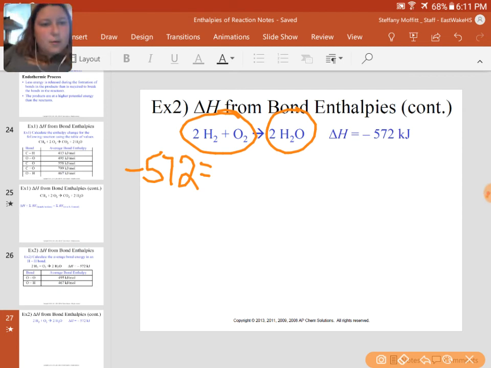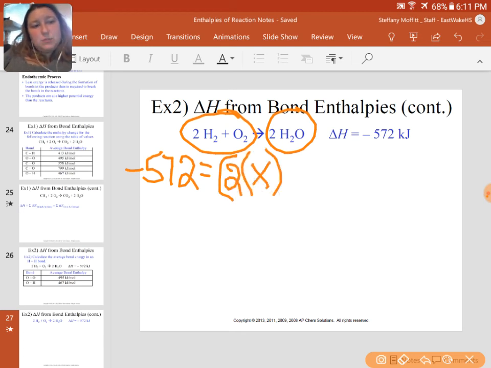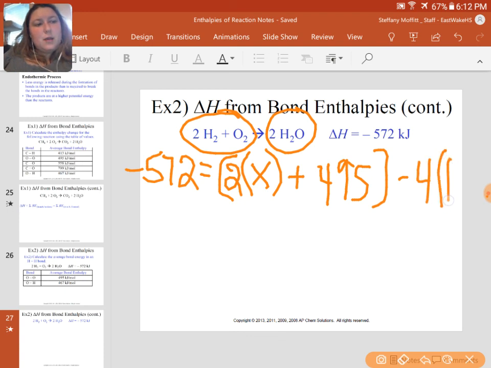Okay, so I have two H2s, 2 times my X, which is what I'm looking for. I don't know the H2 bond enthalpy, plus my O2 bond enthalpy, which is 495. And it's just one of those. All subtracted from 4 HO bonds. Sorry, HO bond enthalpy, which is 467. And I have 4 of those.